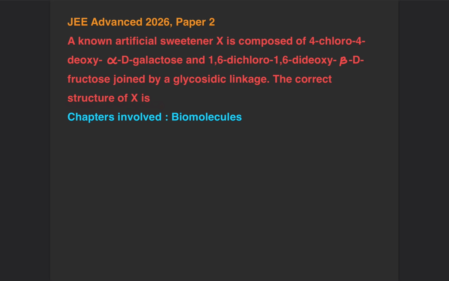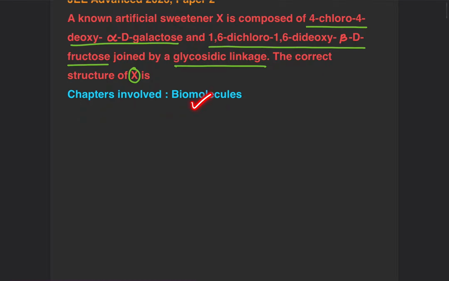So obviously we have to know the individual structures of these two, and then we have to connect them through a glycosidic linkage to get the final structure of X. Okay, so the chapter involved is biomolecules. So to draw the structure of 4-chloro-4-deoxy alpha D galactose, we have to start with D galactose.